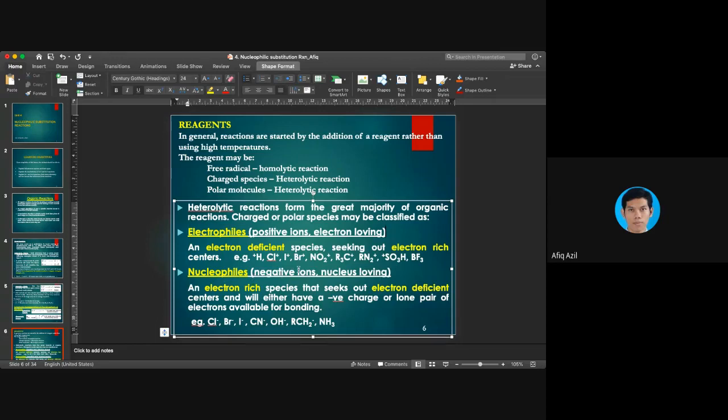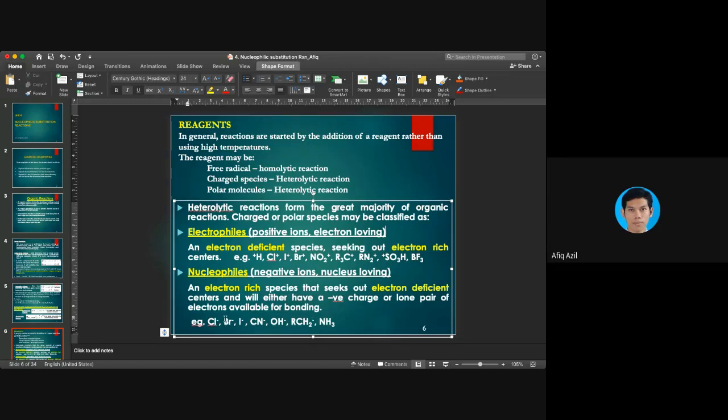Then for nucleophiles, most of the time they are negative ions, but they can also be neutral like ammonia, because on this ammonia NH3 there is a lone pair. So how do you know whether there is a lone pair or not? You have to know how to draw the Lewis structure of that particular compound. So a nucleophile is an electron-rich species that seeks out electron deficient centers and will either have a negative charge or a lone pair of electrons available for bonding.